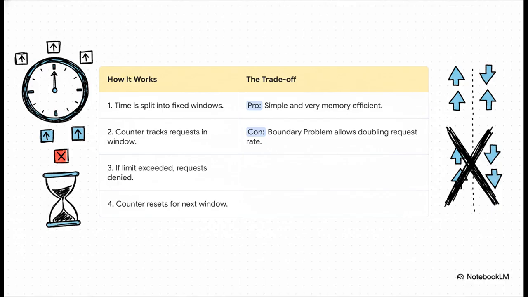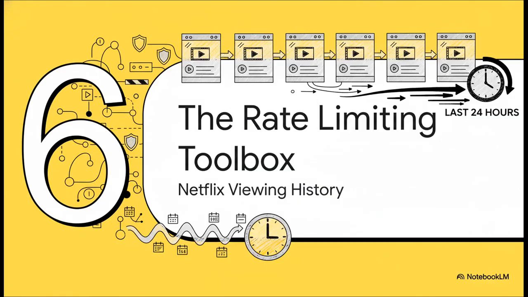And very memory efficient. But, and this is a big but, it has a fatal flaw called the boundary problem. Think about it. A user could send their entire hourly quota at 1:59 p.m. and then send their entire quota again at 2:01 p.m. Bam! They've just doubled their effective rate and completely bypassed your limit. So that boundary problem is a real killer. How do we fix it?